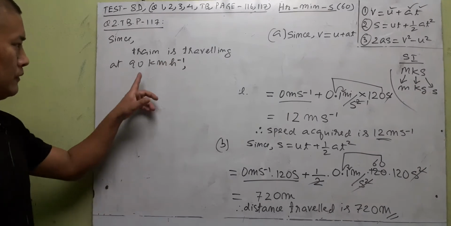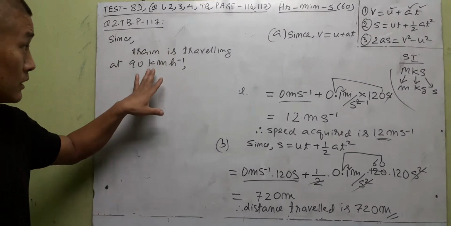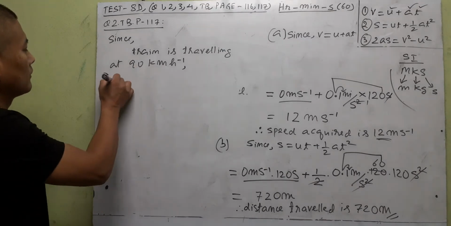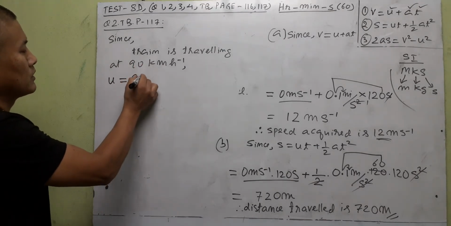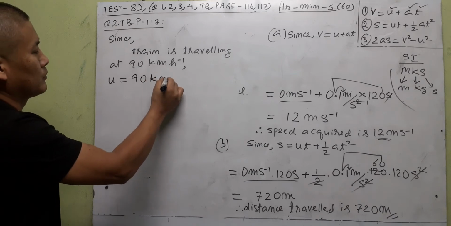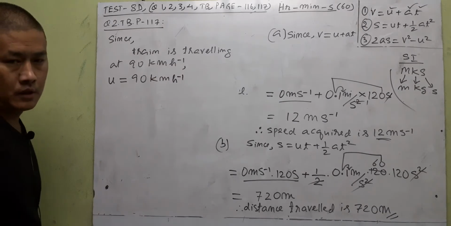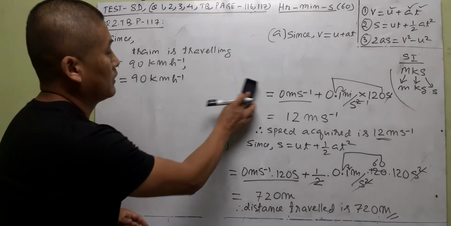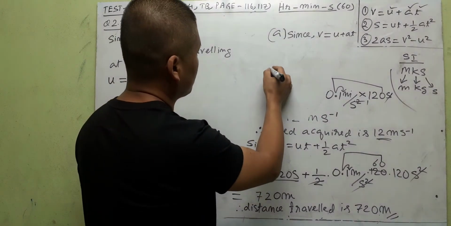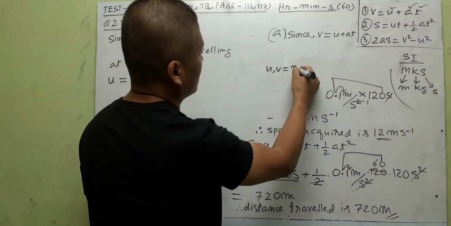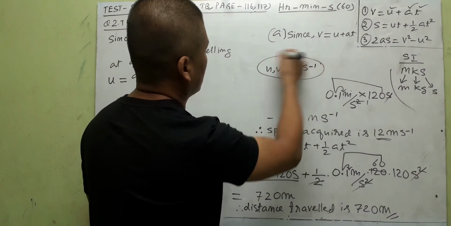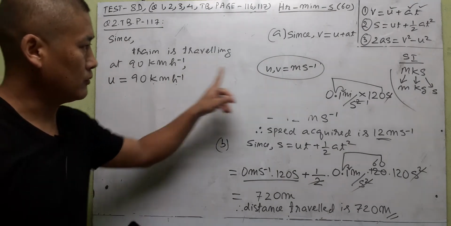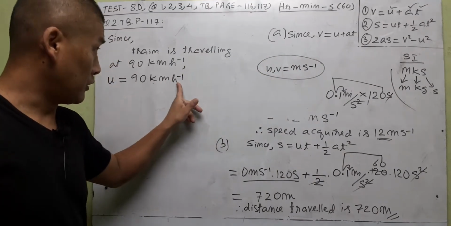So the first time this train appears in the question is this. That means that is the initial velocity. Because this is the first time appearing in the picture, it is 90 km per hour. But in our previous class, the class just before this, we have learned that the SI unit for velocity, u and v, is meter per second. But this is in kilometer per hour. So we need to change kilometer to meter and hour to second.